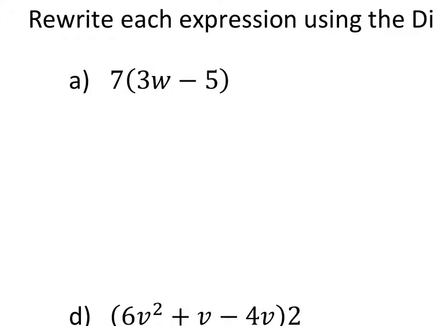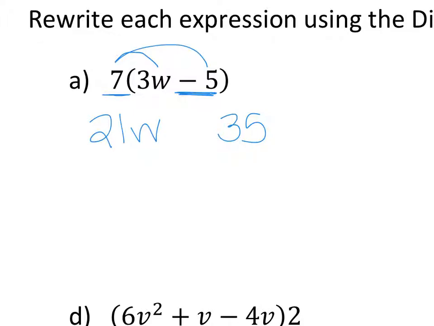Letter A. 7 times the quantity 3W minus 5. We're still going to distribute that 7. 7 times 3W is 21W. 7 times 5 is 35. But this has a minus sign, so really it's like saying 7 times negative 5, which is negative 35, meaning my final answer is 21W minus 35.